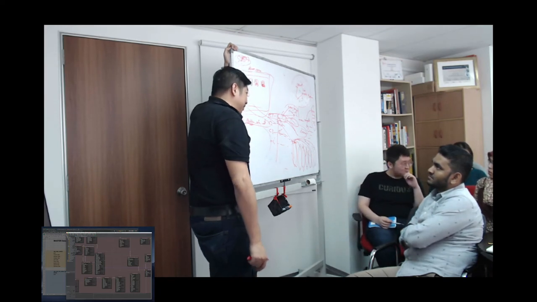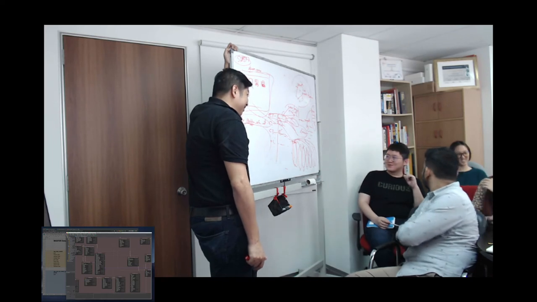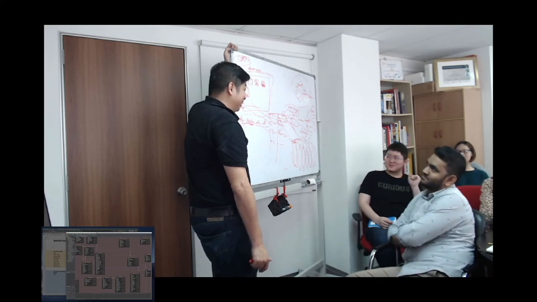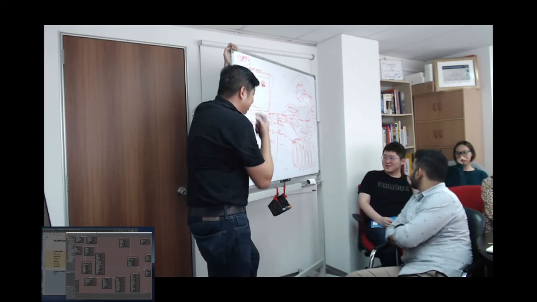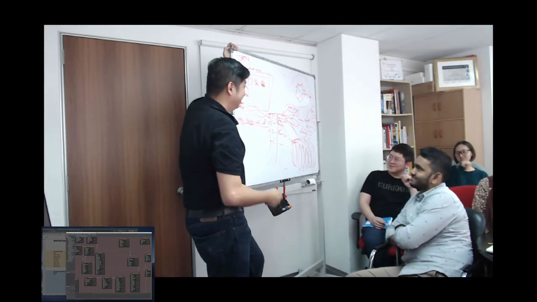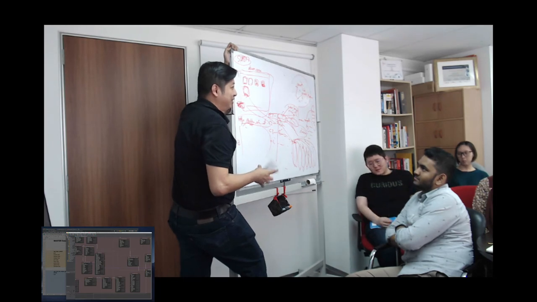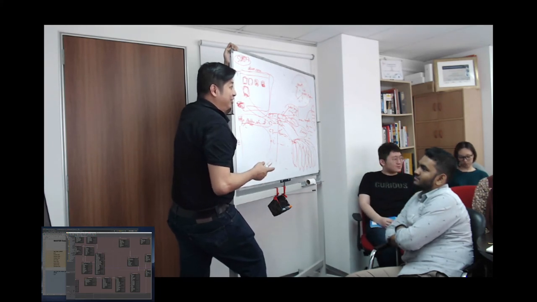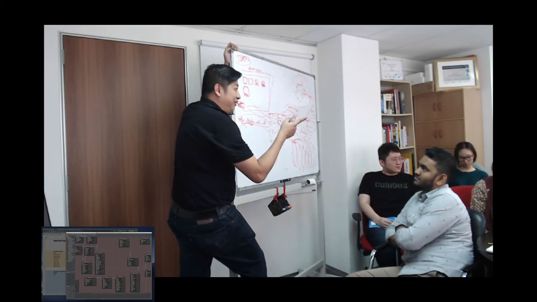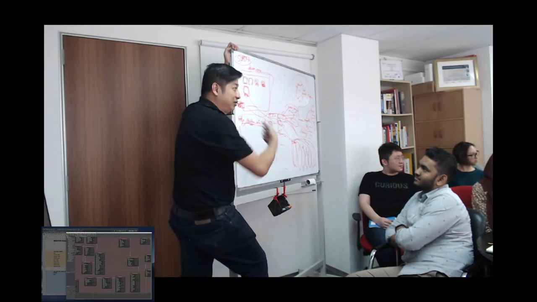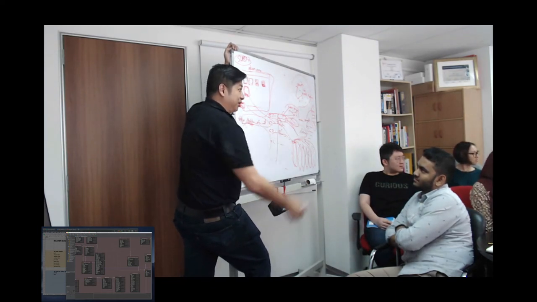So, Aida, have you fainted yet? Not fainted yet? A little bit. Alia and Hanisa, how? Okay, I understand. Any question?